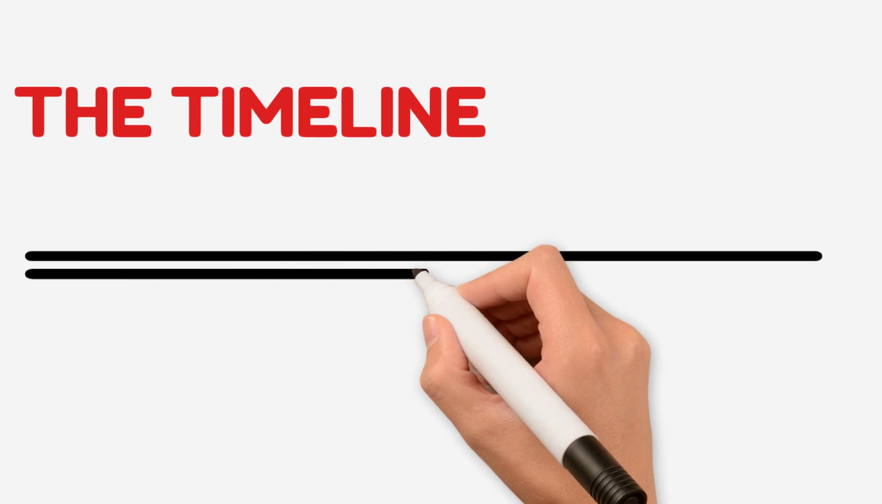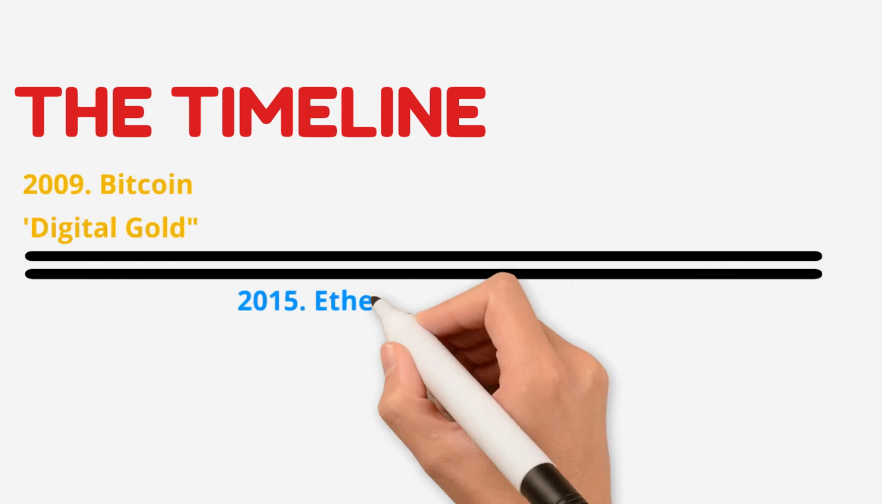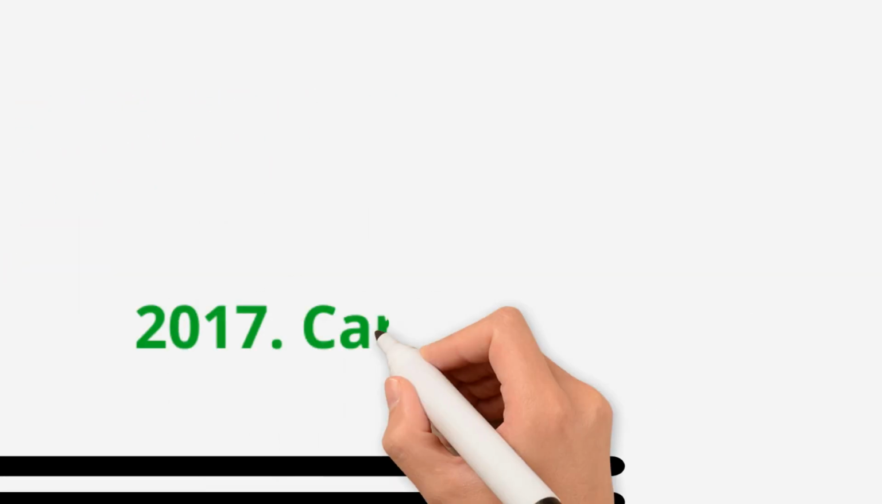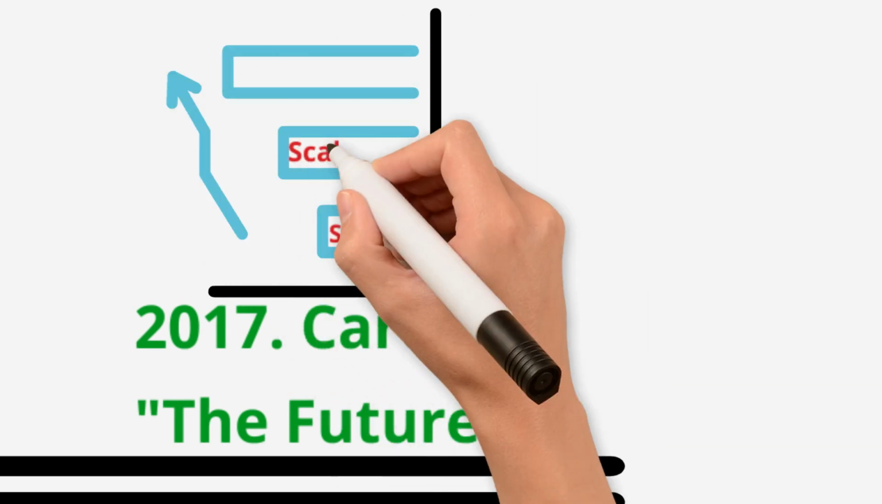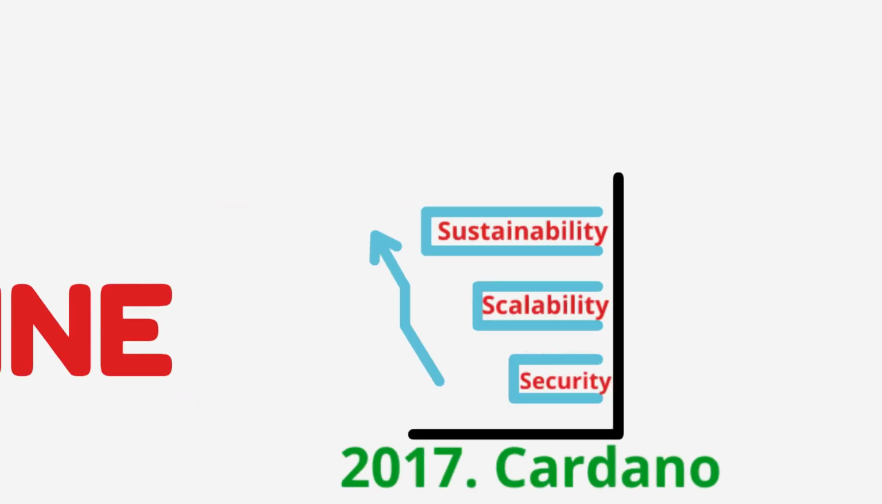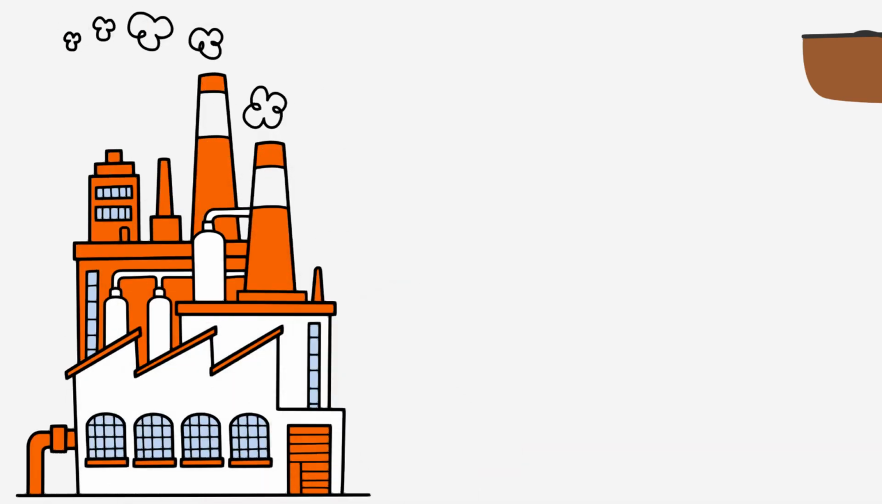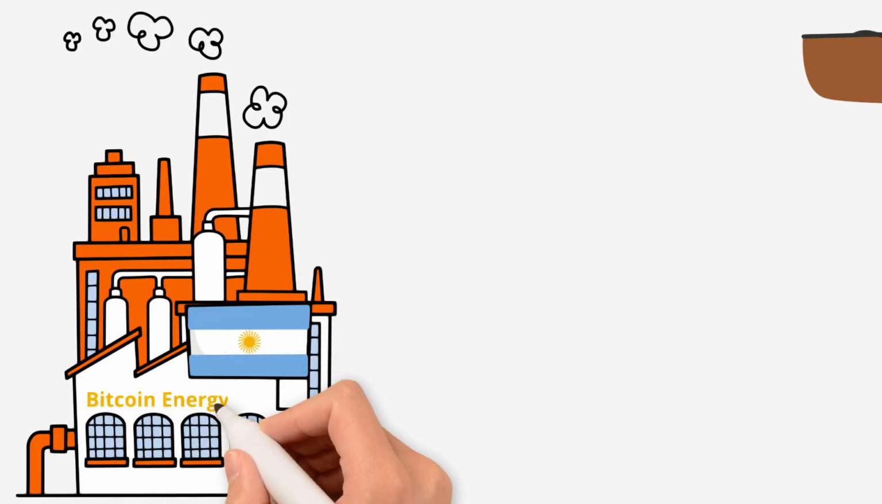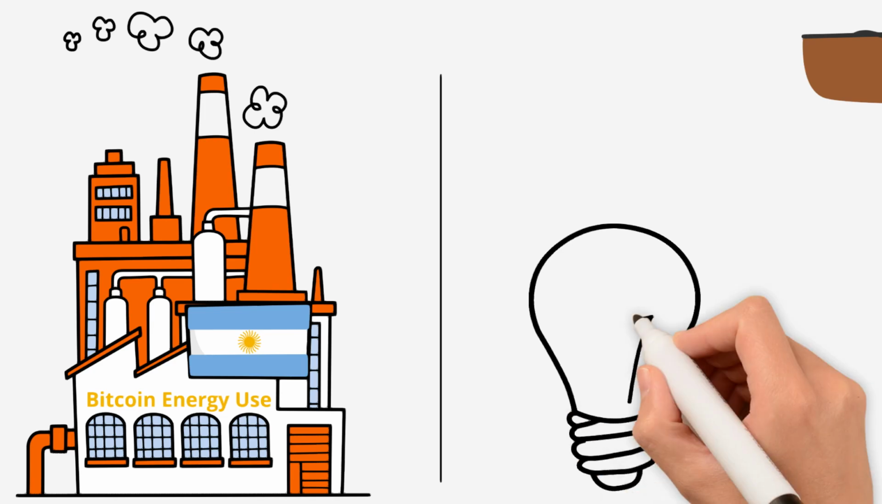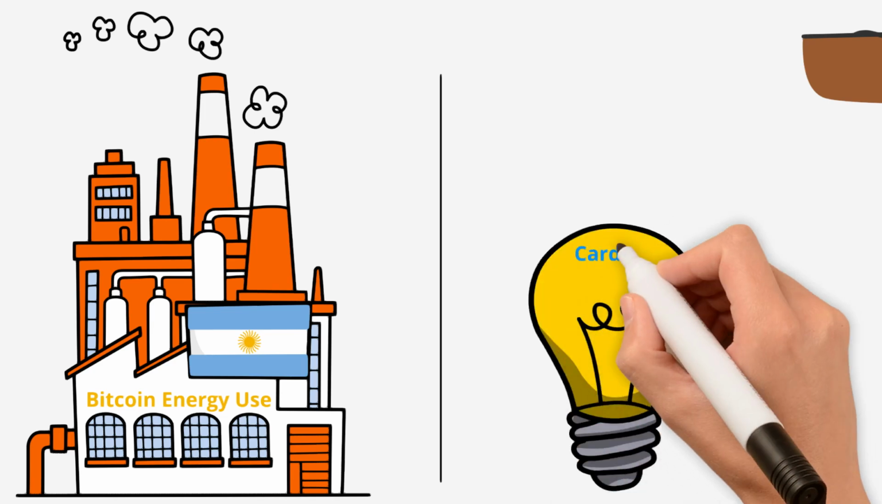Cardano isn't just another cryptocurrency. It's a third-generation blockchain built to solve the problems its predecessors couldn't. So what makes Cardano so special? Let's break it down. Cardano's proof-of-stake model eliminates the need for energy-hungry mining. Unlike Bitcoin, which consumes as much electricity as Argentina, Cardano keeps its carbon footprint close to zero.